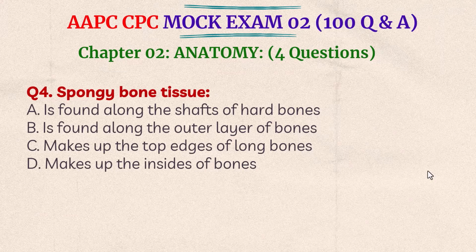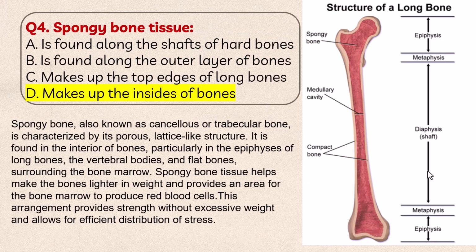Question number 4. Spongy bone tissue: A. is found along the shafts of the long bones. B. is found along the outer layer of bones. C. makes up the top edges of long bones. D. makes up the insides of the bones. So think the answer. The correct answer is D, makes up the insides of bones.